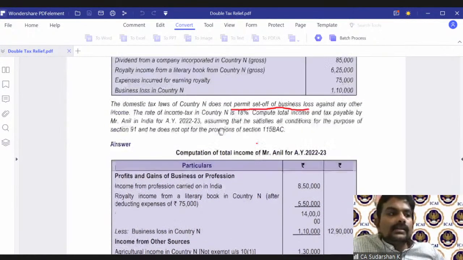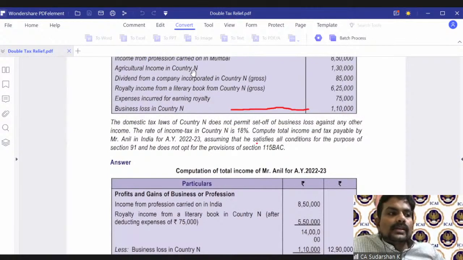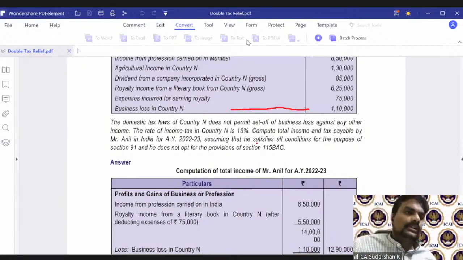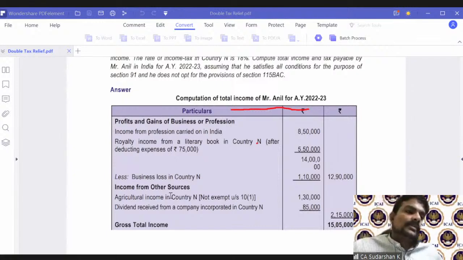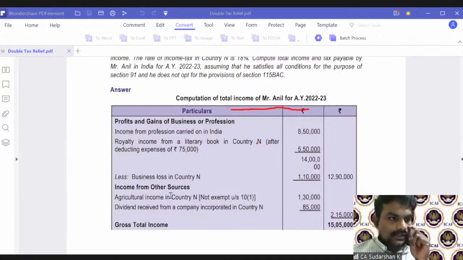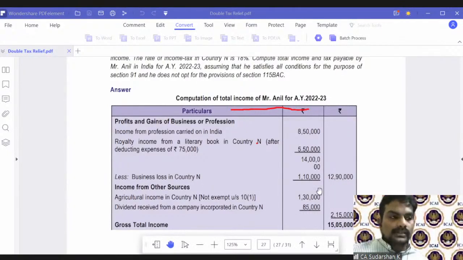Agriculture income in country N. These are some of the aspects which they'll try to test you at the exam level, whether you're able to think smartly. Agriculture income is exempt under section 10(1) only for Indian agriculture income, not for foreign agriculture income. So therefore, this 1,30,000 will be taxable as income from other sources. Normally, under the exam pressure, we may try to circumvent. We will assume that this is exempt, but please look, this is on country N, not India's agriculture income. And dividend received is another income from other sources.